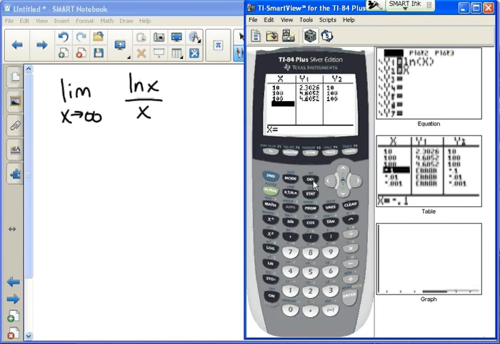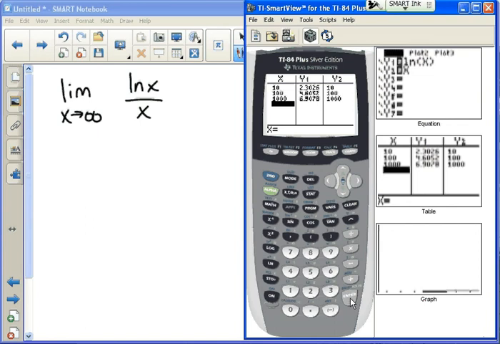Let's try 1,000. There we go. Okay, so if you notice, obviously x is just going to do the same thing. So when x is 10, x is 10. When x is 100, x is 100, and so on. But when x is 10, natural log of x is 2.3. When x is 100, natural log is only 4.6. When x is 1,000, natural log is only up at 6.9.